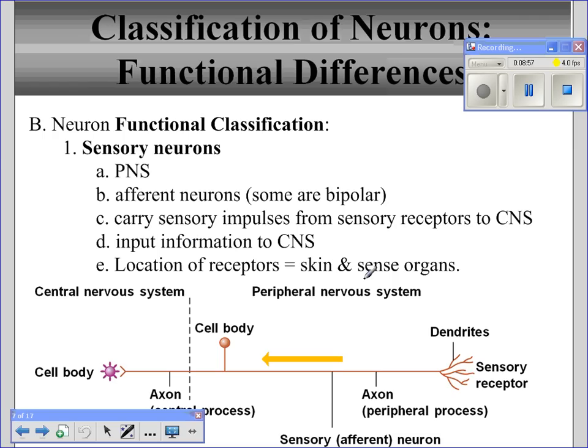Most of these are in our sense organs: our eyes, our ears, our nose, our tongue, etc., etc. Also our skin. Chemoreceptors, you get into some poison ivy or something and you have a chemical reaction. Thermal receptors, the sun comes out and you warm up.